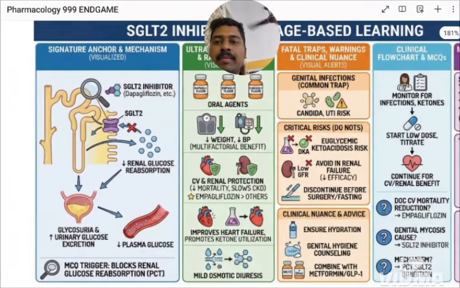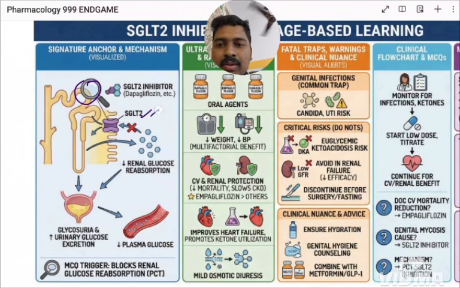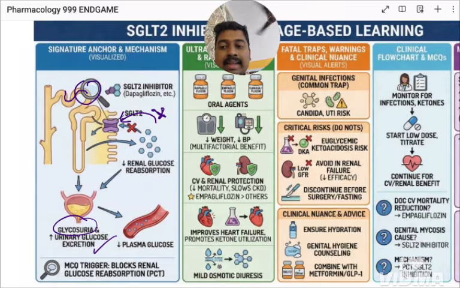See here. So this is the proximal convoluted tubule. So here you will find this SGLT2 receptor. So what it does is, glucose will be filtered in the glomerulus and it will enter the nephron, right? So it will enter the proximal convoluted tubule. So this SGLT2 will cause reabsorption of this glucose, and this is prevented by SGLT2 inhibitors. So there is decreased renal glucose reabsorption, as a result of which glucose is excreted in the urine, and there is increased urinary glucose excretion that causes decreased plasma glucose. Okay, so there shouldn't be any doubt regarding this.